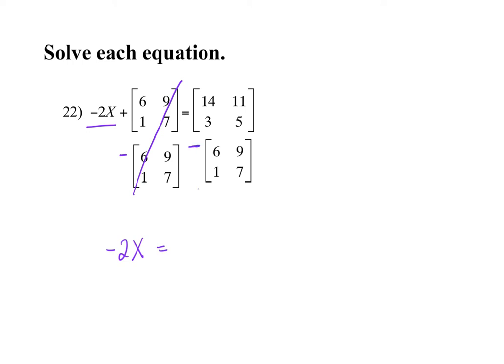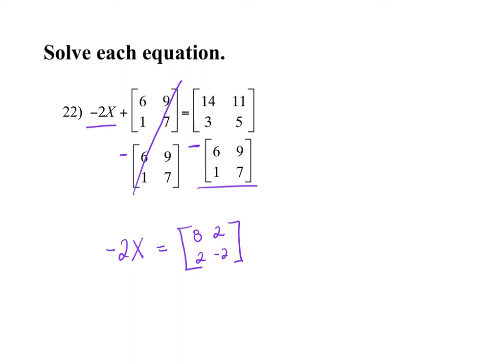On this side, I am going to subtract. Can I? Well, yes, it's 2 by 2 and 2 by 2, so I can subtract these two matrices. So I'm going to say 14 minus 6. Then 11 minus 9. Then 3 minus 1. And then 5 minus 7. And so I've gotten it over to the other side.